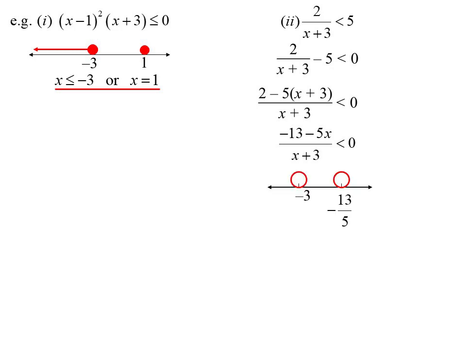So it's -13/5 and -3. In this case, it's open, because we do not have an equal to sign. So I leave it as open. Testing the regions again, and we would find out that we turn out to be on the outside of those 2 points. I just think that's so much quicker than squaring the denominator, multiplying out and all that. Just so much quicker. There's my final solution.